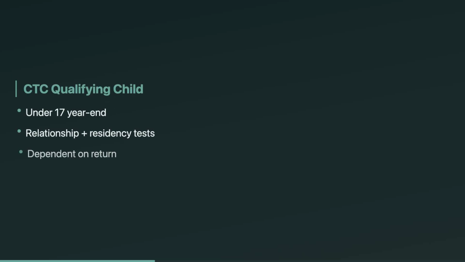Start with, does the dependent qualify for the child tax credit? The big exam triggers are age and the ID number. The child must be under age 17 at the end of the year and must have a Social Security number valid for employment. ITIN and ATINs don't work for the CTC. Relationship and residency still matter too, but the age 17 cutoff is the classic trap.